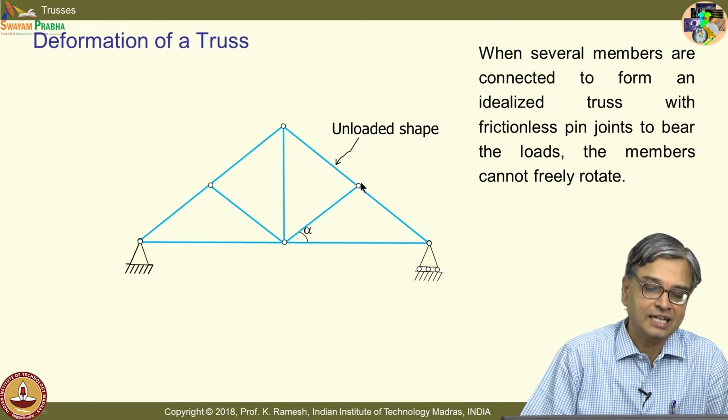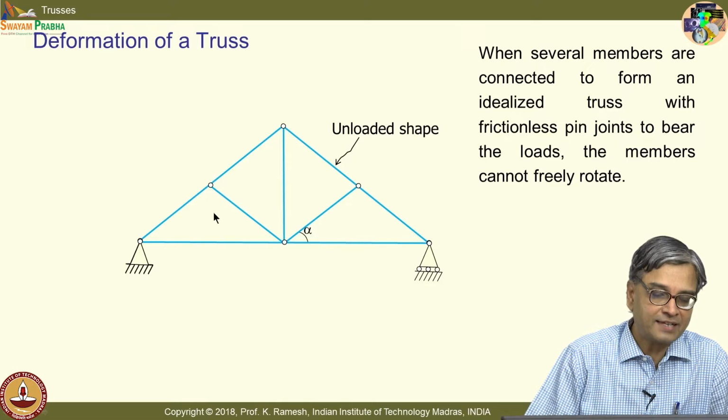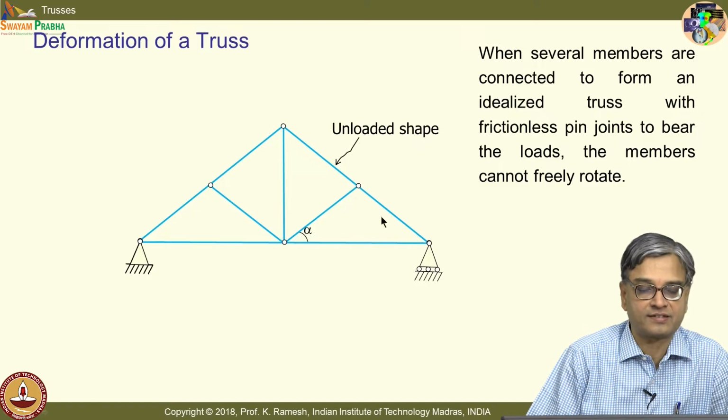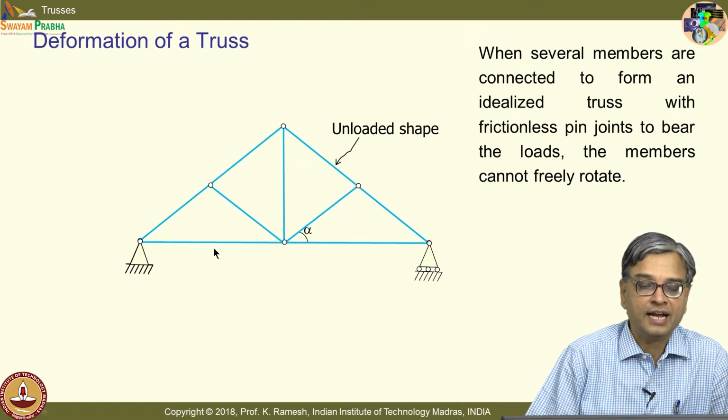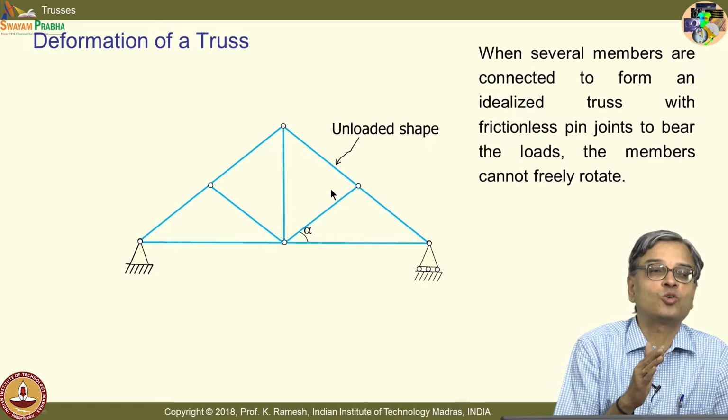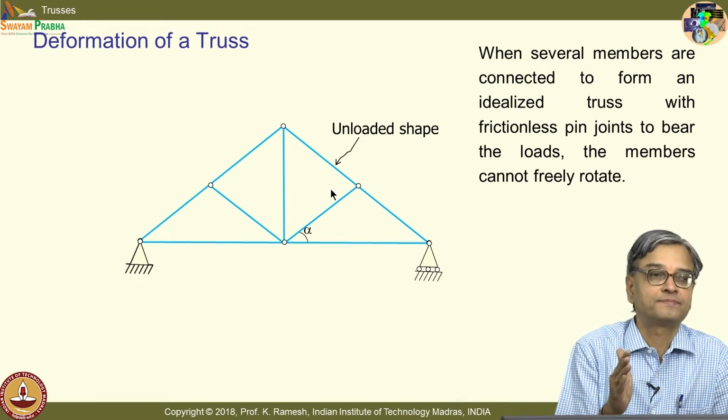Okay. We have just now seen a simple 4-bar mechanism and also made it a triangle by putting a cross member. Let us take a roof truss, and we would like to see what would happen when I apply a transverse load. How does this deform?